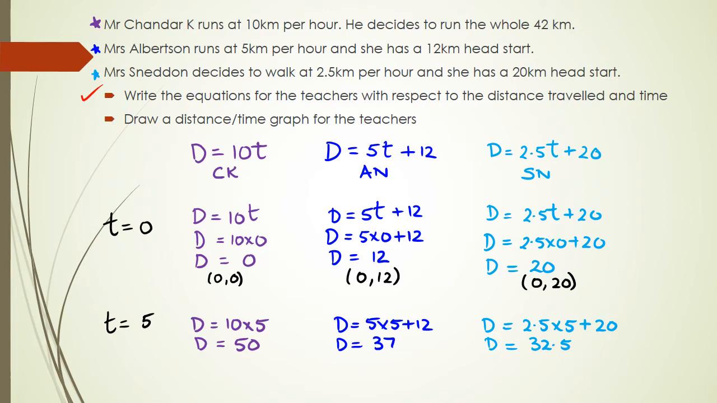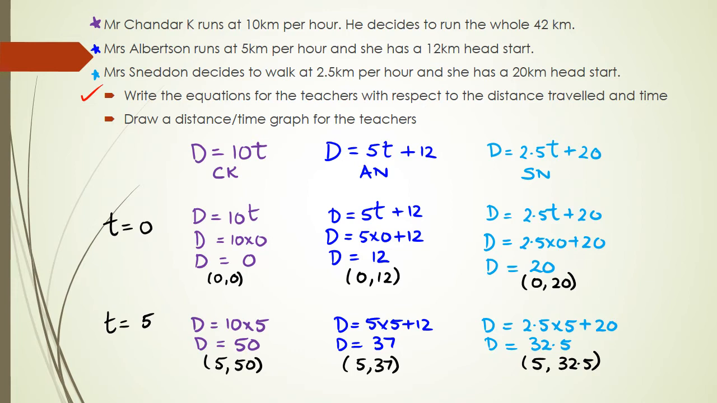Okay, so the second point that we have is for Mr. Chandikay, it's (5, 50). For Mrs. Albertson, it's (5, 37). And for Mrs. Sneddon, it's (5, 32.5). Okay, so we've got these 2 points for each teacher, and that's what we're going to plot on the graph, and we're going to join them up to create the straight line equations. Okay, and I'm going to show you guys how to do this in the next slide.